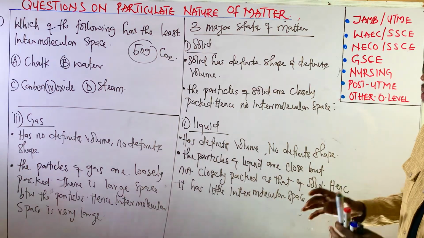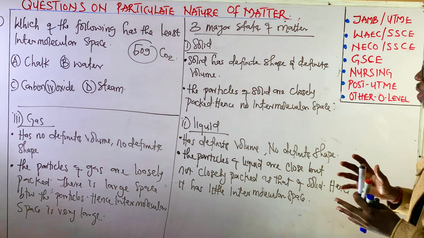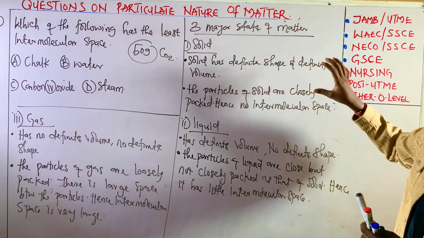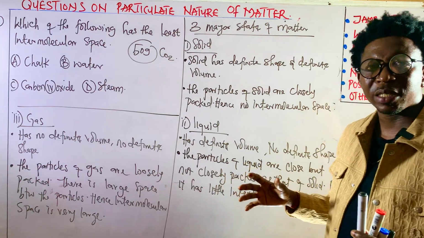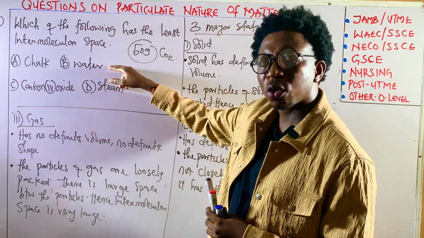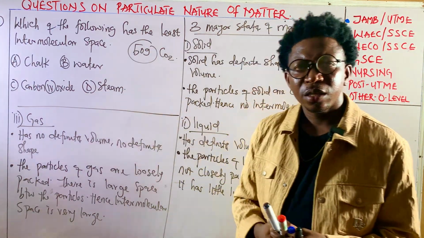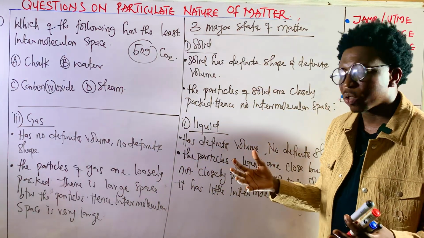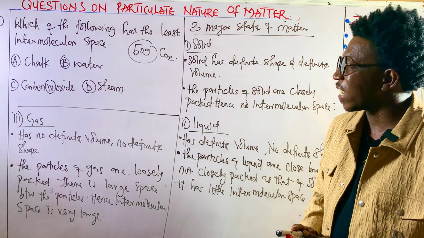So what I have here in that question now, which of the following has the least intermolecular space? Least intermolecular space will be seen in solid. So we look at any option there that is a solid. Now, water at room temperature is not a solid. Carbon dioxide is not a solid. Steam is not a solid. Water is liquid. Carbon dioxide is gas. Steam is water in gaseous state.